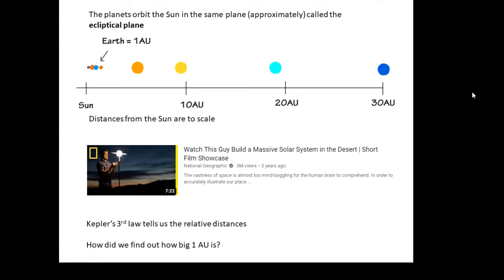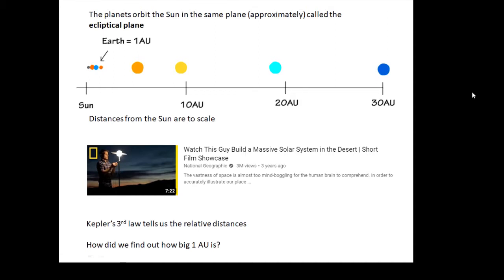Because all of the planets formed from the same disk of material 5 billion years ago, they're all orbiting anti-clockwise in the same plane. We say that the Earth is one astronomical unit, 1 AU, from the Sun. And in this diagram, the distances from the Sun are to scale. Hopefully you can clearly see the 4 small rocky planets close to the Sun, and then the big gas giants much further out.